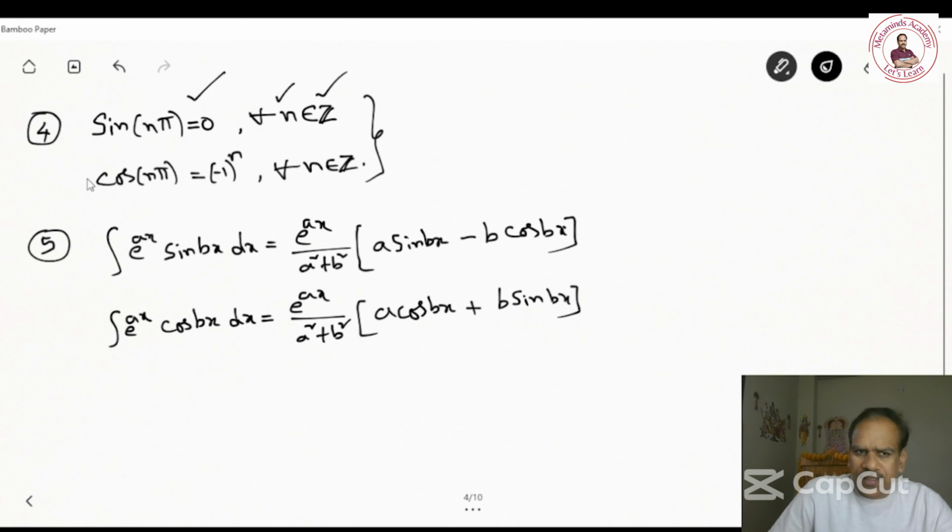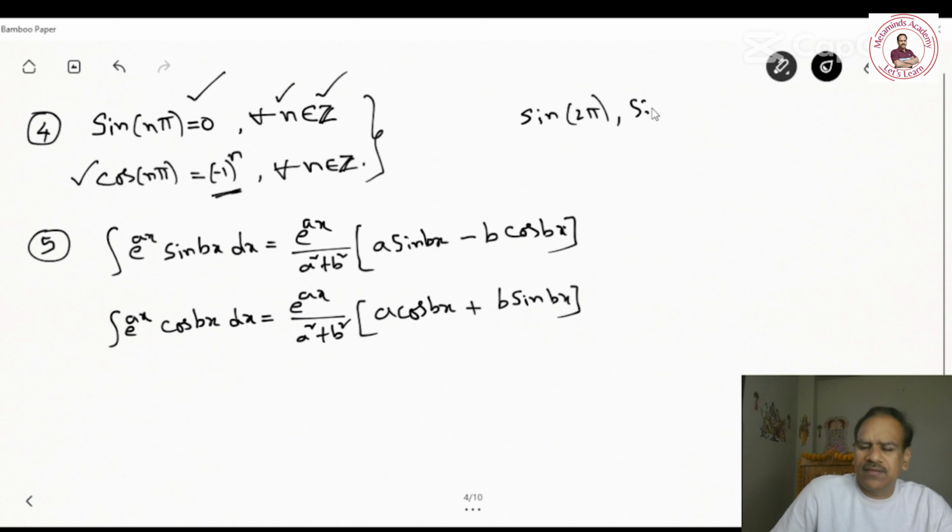And similarly, cos n pi is always minus 1 power n. Cos n pi is minus 1 power n. So sin n pi is 0 means sin 0 pi, 1 pi, 2 pi, 3 pi, whatever. Sin 3 pi, whether it is even or odd, sin minus pi, sin minus 2 pi, all are 0.